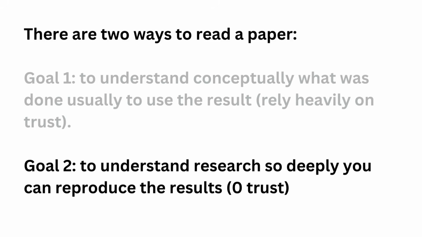The second way to read a paper is where people get lost. The goal is to understand a research project so deeply that you can reproduce these results. In that setup, there is little trust and you actually need to understand the paper's methods. This way of reading a paper is what I'll be covering today.